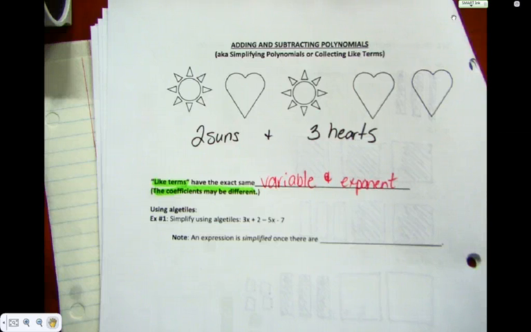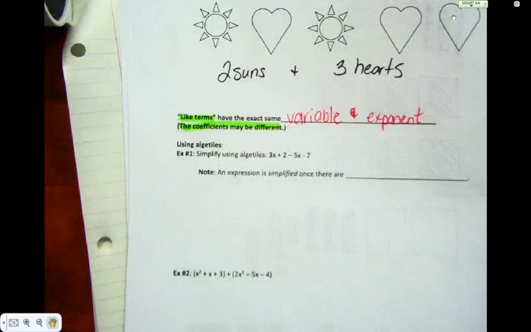So first we're going to do it using algetiles, then I'm going to show you without algetiles. So again, if you like algetiles, great. If you don't, great. Not a big deal, it's just two different ways. So we're going to simplify using algetiles, 3x plus 2 minus 5x minus 7. It's exactly what you did in grade 1 and 2 when you sorted stuff and you counted it. It's just now we're throwing in letters.